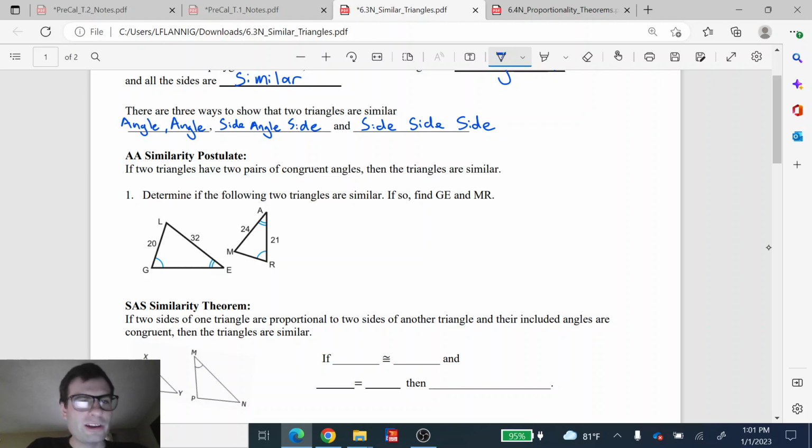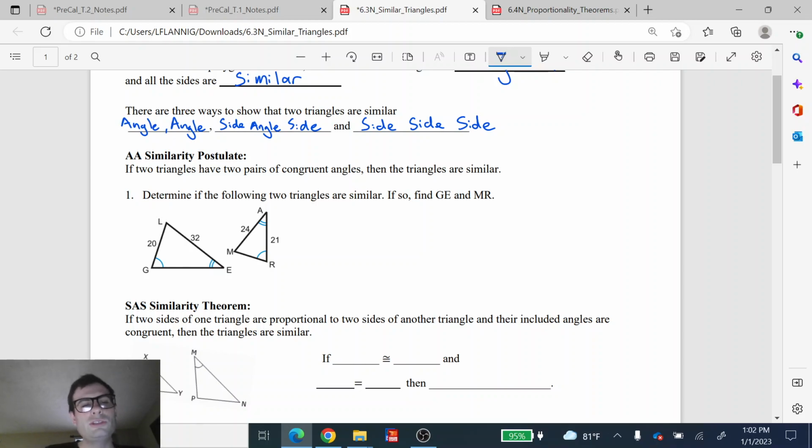The angle-angle similarity postulate says that if 2 triangles have 2 pairs of congruent angles, like we see in these 2 pictures right here, then the triangles are similar. Determine if the following 2 triangles are similar, and if they are, we're going to find GE and MR, which are those missing sides right there. And we want to look at these triangles, talk to yourself. You're saying, okay, I have this triangle LGE and AMR, these 2 different triangles, and one's pretty obviously bigger than the other, just by looking at it, not only that, but also the numbers associated with them.